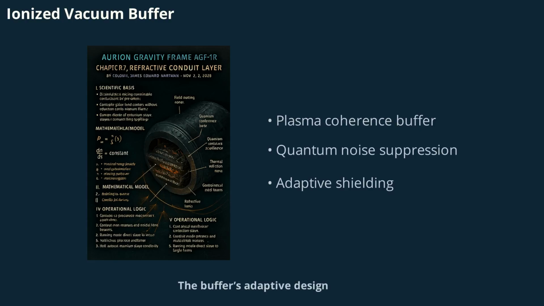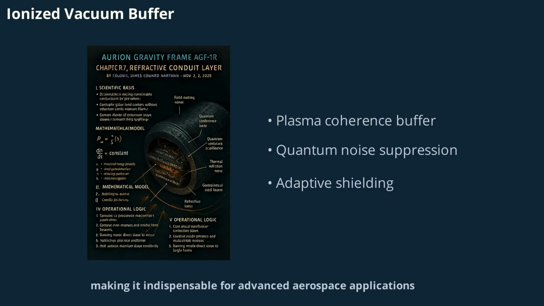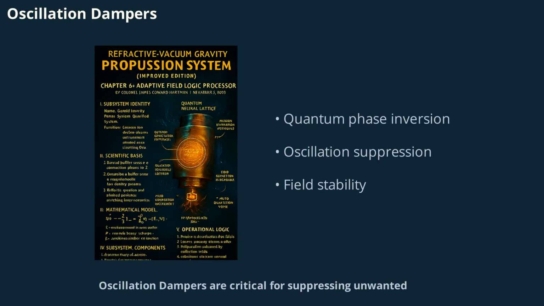The buffer's adaptive design with AI-controlled plasma density regulators and quantum noise absorbers ensures that RVG fields remain coherent even under extreme conditions, making it indispensable for advanced aerospace applications. Oscillation dampers are critical for suppressing unwanted quantum and electromagnetic oscillations within RVG field zones. By employing quantum phase inverters and electromagnetic absorption mesh, this subsystem neutralizes disruptive waveforms and preserves the integrity of refractive gradients. The AI damping controller continuously refines phase offsets, ensuring field stability and coherence even in dynamic or hostile environments.